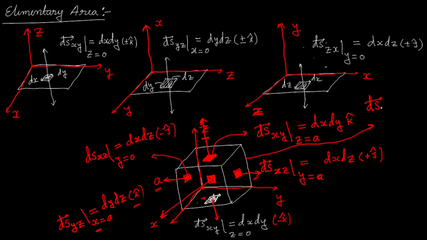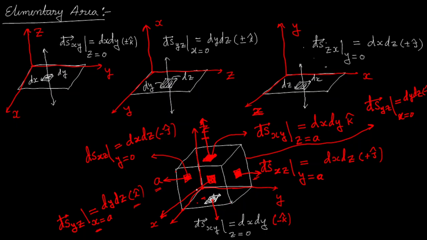So you can write it in this way, ds yz. Now x will be 0 for the back surface, and it can be written as dy dz, and then minus i cap. Okay, minus i cap. So the cube has 6 surfaces, and on all 6 surfaces we have defined the elementary area vector. So this is a very important concept.